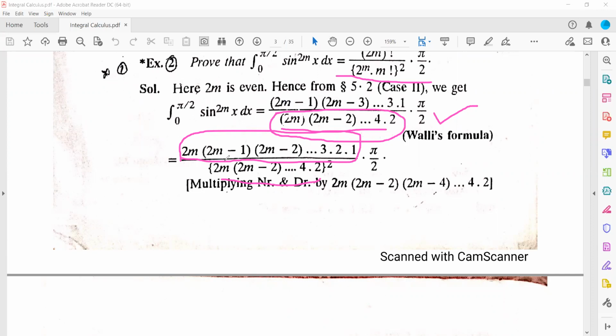Can you write the numerator part as factorial twice m? Yes or no? Yes, sir. Now the numerator is factorial twice m. Now for the denominator part, try to understand. What you need to prove is that the numerator part is factorial twice m, and the denominator part is 2 to the power m into factorial m, whole square. That is already there, no problem at all. Now see here: twice m, then twice m minus 2, then twice m minus 4, then twice m minus 6, like this, 4 into 2.